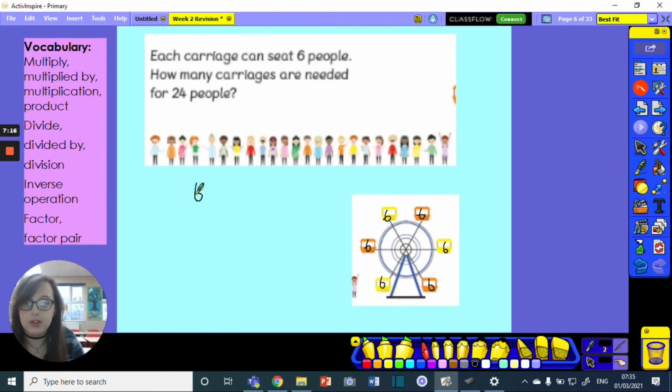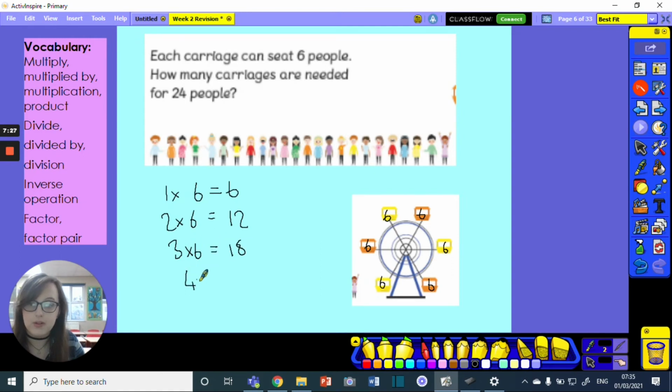But I know that 1 lot of 6, well that's just 6. I know that 2 lots of 6 is 12. I know that 3 lots of 6 is 18. And I know that 4 lots of 6 is 24. That's the amount of people I wanted. I've got 6 people in each carriage, which means I've got 4 carriages. That's a little bit of wobbly writing there. But we need 4 carriages to fit 24 people in.